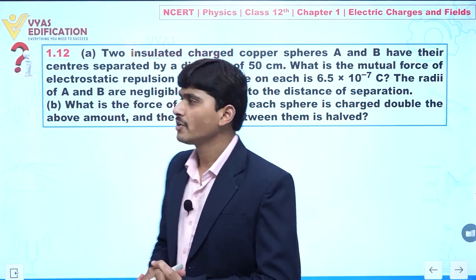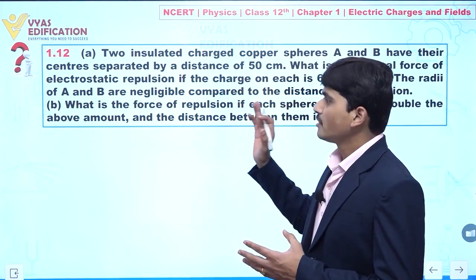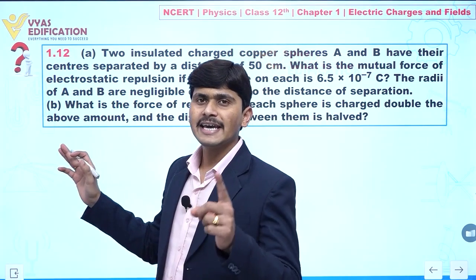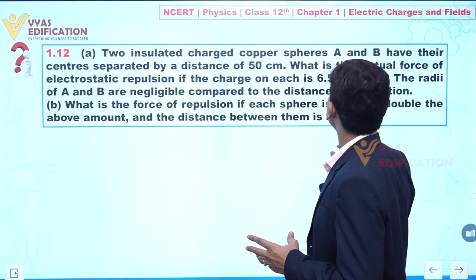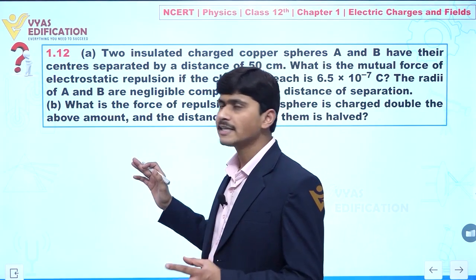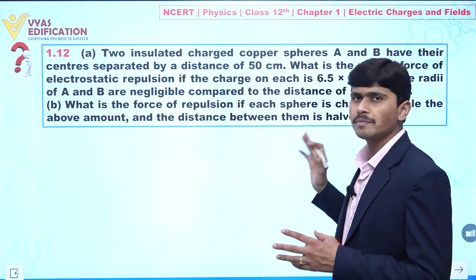Now dear student, we are going to discuss this question. This question has two parts, A and B. In the first part it is given that two insulated charged copper spheres A and B have their centers separated by a distance of 50 centimeter.